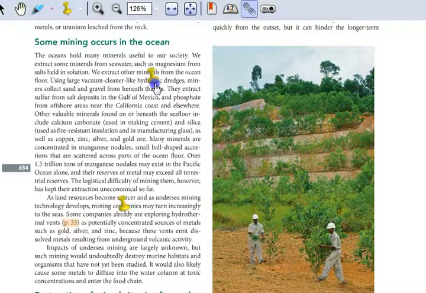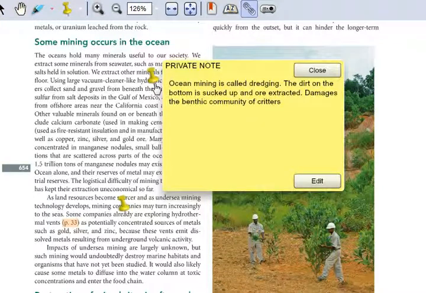Alright, mining also occurs in the ocean. And mining in the ocean is called dredging. And dredging is where basically you scoop the bottom of the ocean up. And then you take that dirt that's found on the ocean floor, and you run it through a wash plant to extract any metal. And when you suck up the bottom of the ocean, you're going to harm or kill the benthic. Benthic means living on the bottom. So any sort of benthic organisms that live there will be killed or have to move.